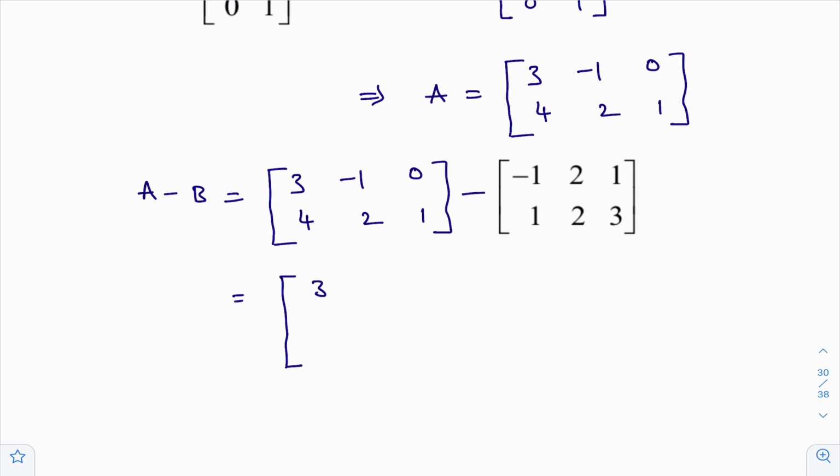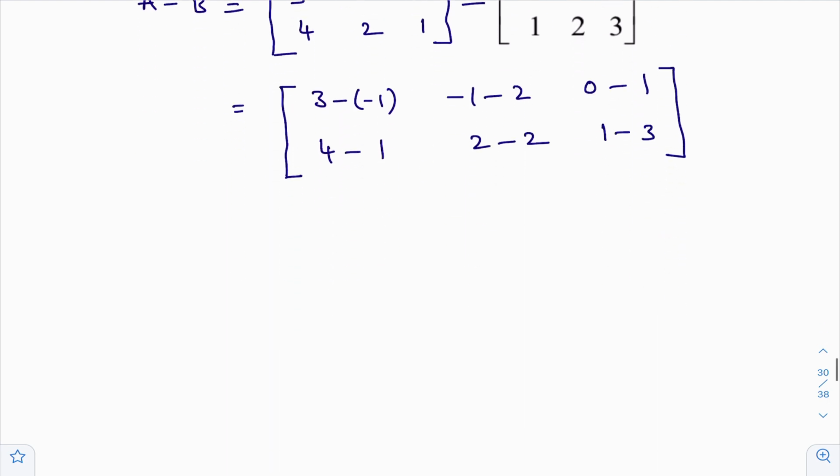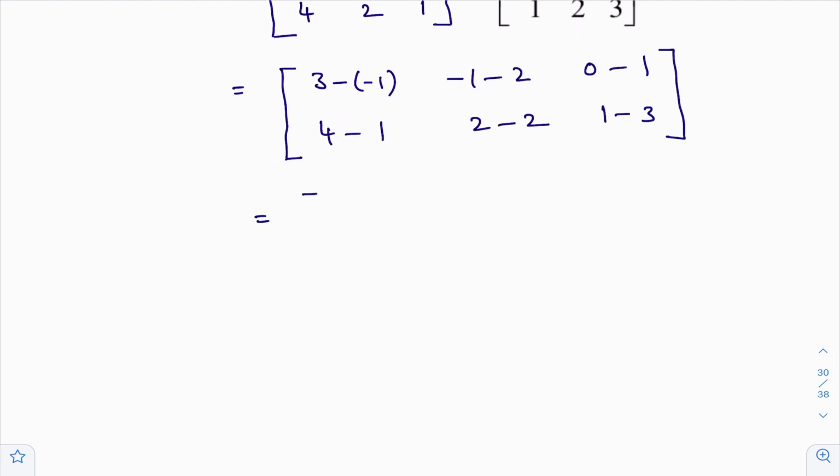If you want clarity, you can write like this: 3 minus minus 1, minus 1 minus 2, 0 minus 1, 4 minus 1, 2 minus 2, 1 minus 3. Subtract the corresponding elements. You have to do it very carefully. Don't try to do it faster. Do it slowly, neatly. You will get the answer.